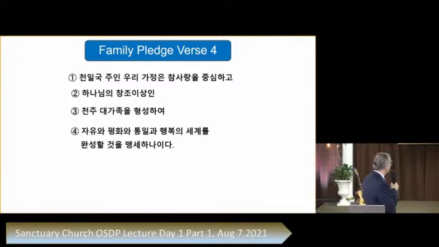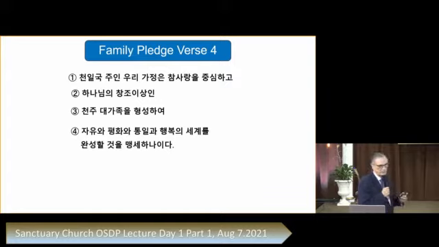So 하나님의 창조, but in means that it connects this to the next. 천주 대가족 형성하고. 형성 means to form. 대가족 means extended family. The extended family of cosmos. So, centering on true love, we're going to form the extended family of the cosmos, which is the original ideal of God. And 천주 again means cosmos. It means the totality of God's creation, the physical world and the spirit world.